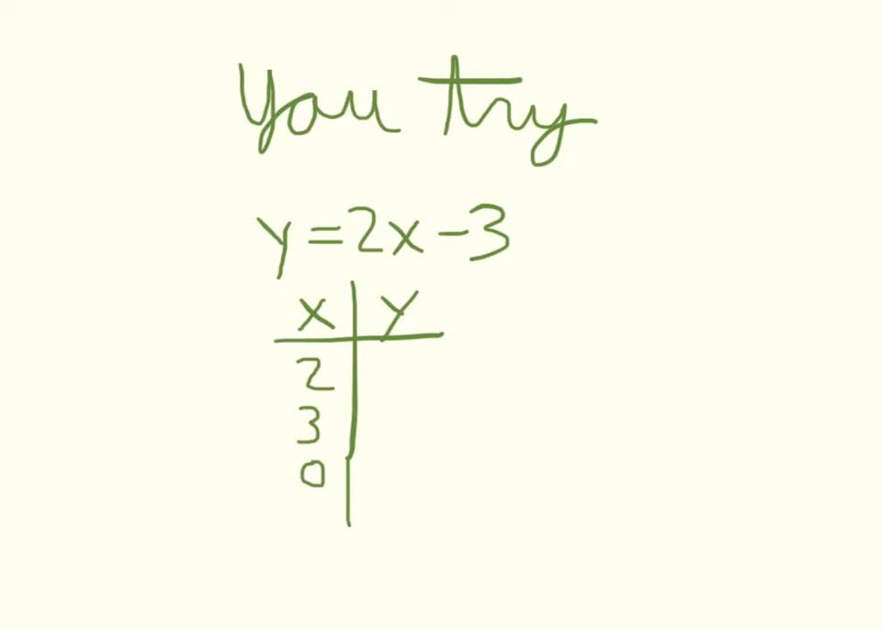Here's another one for you to try. I did write down some of those values for x. Go ahead and find the value for y that would go with that value for x, and list those ordered pairs. Hit pause.